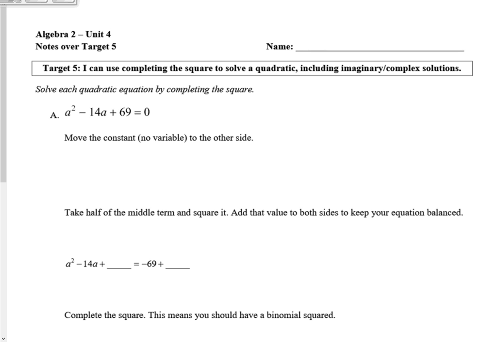Today I'll be going over Target 5. In Target 5, we're learning how to solve quadratics by a process called completing the square. The first page here, we're going to go step by step on how to complete the square.